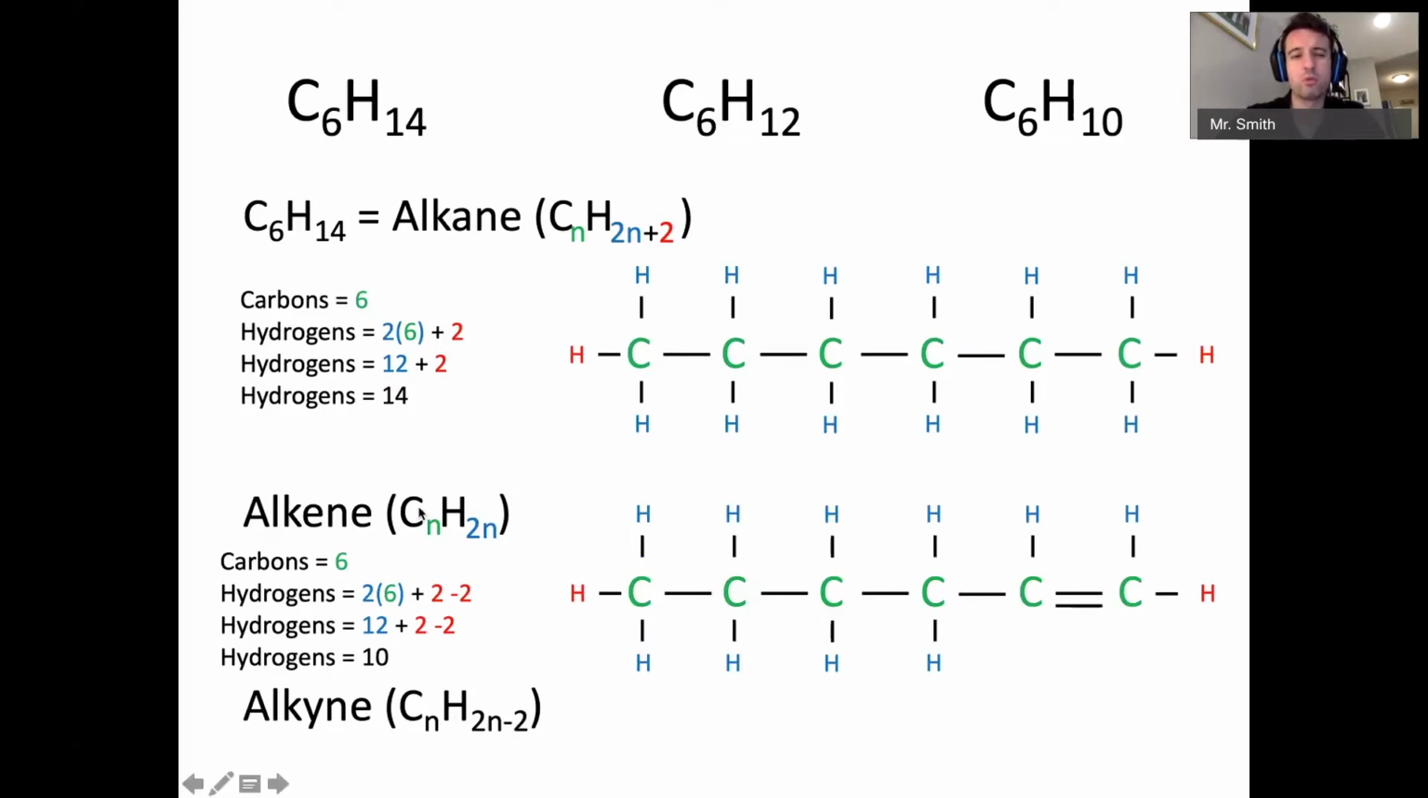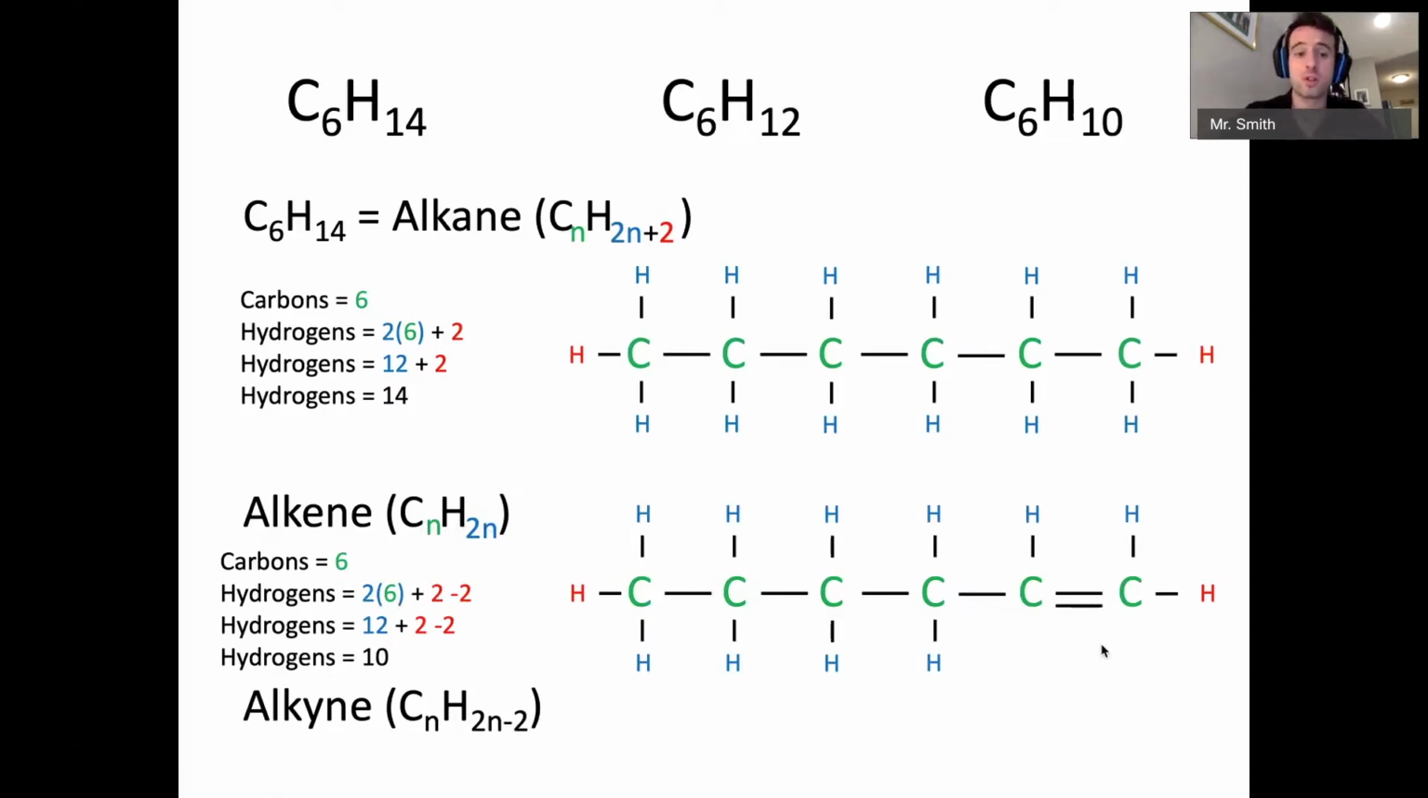So the formula really isn't CnH2n. It's kind of like you double your number of hydrogens, add two, and then take away two from wherever the double bond is. So it's kind of like a +2 -2 almost.